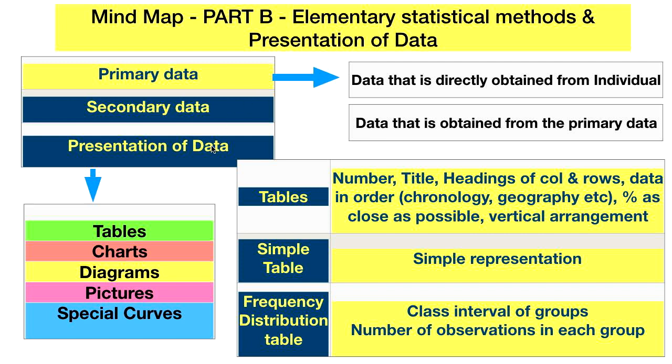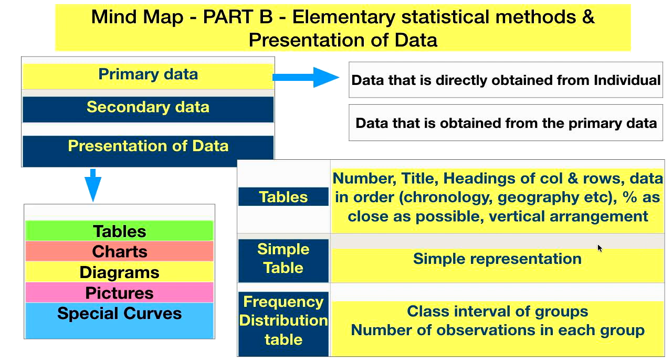Now, how to present the data? There are different methods I have put up here on the left side: tables, charts, diagrams, pictures, special curves. Take tables, they should be properly labeled. What is the title? What is the table number? What are the headings of the columns and rows? Whether the data is arranged in order. It could be in any order, but there should be an order, chronology, time or geography, place.